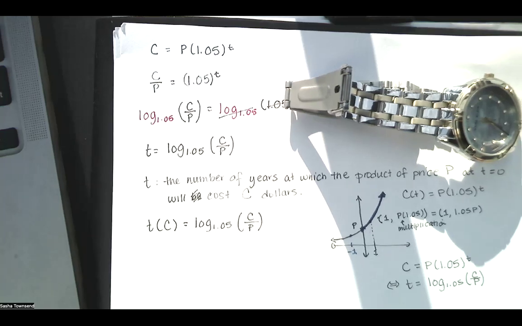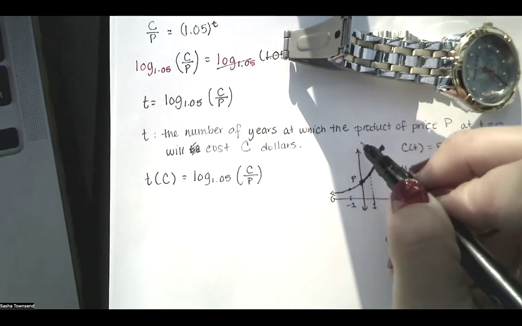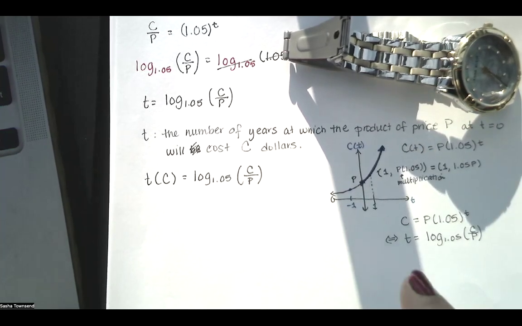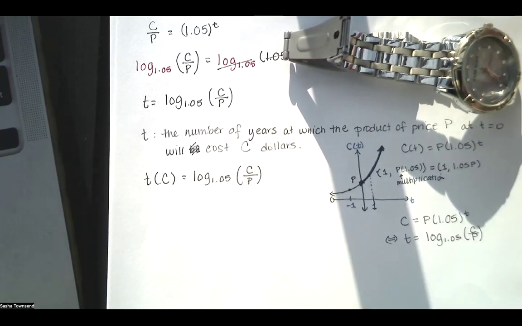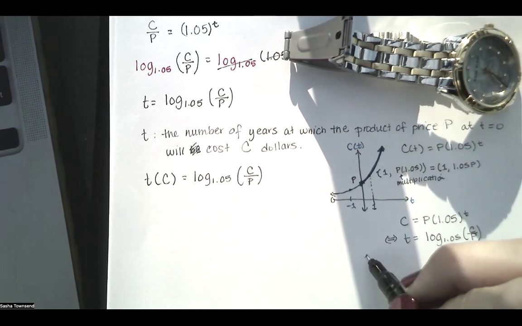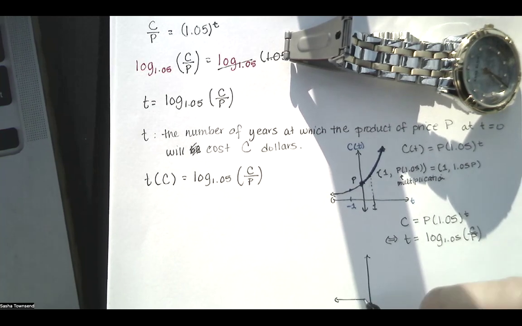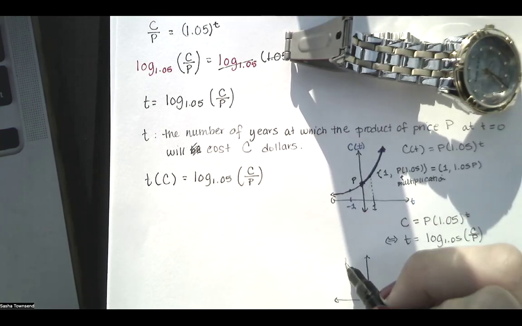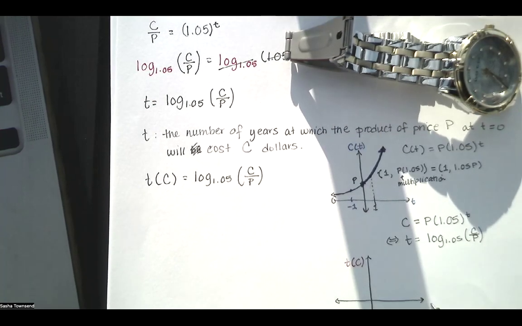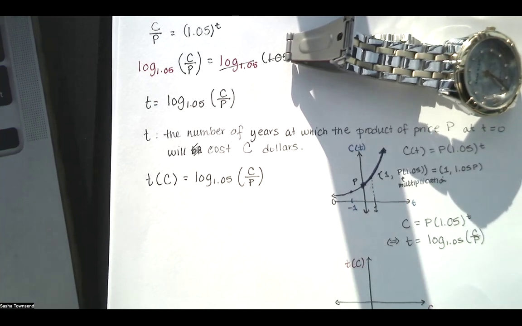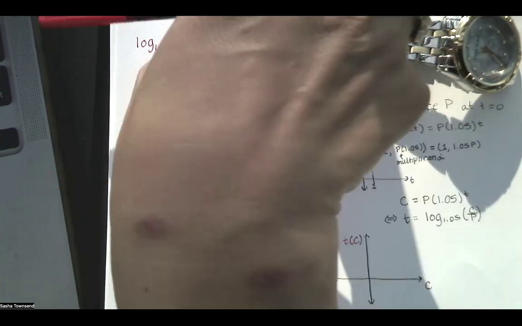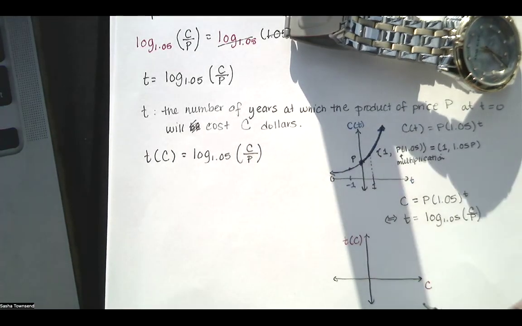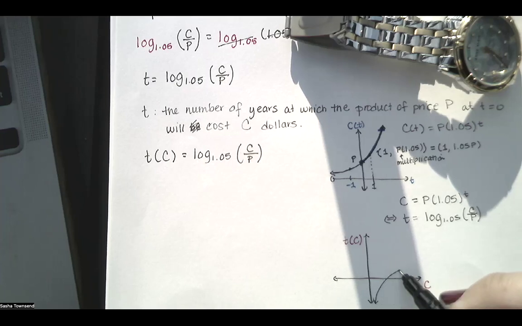But if I choose, instead of graphing C on this axis and T on this axis, I can graph T of C on this axis and C on that axis. If I choose to do that, then they are inverse functions. So then I would have T as a function of C here. C is that cost in the future. And this logarithm is the inverse of this exponential function. So when I graph it, it's going to look like this.